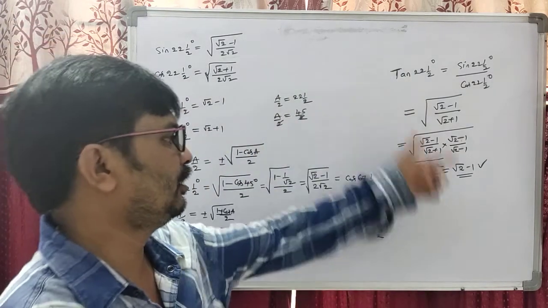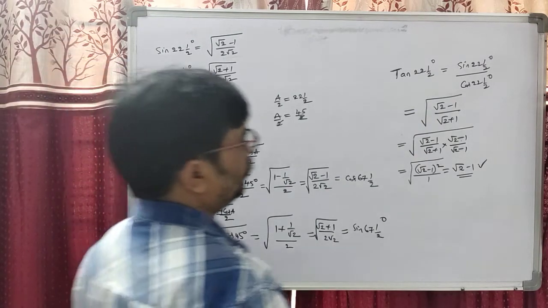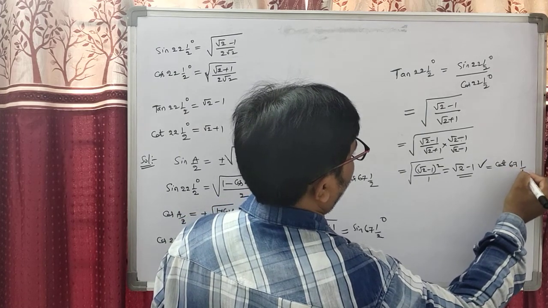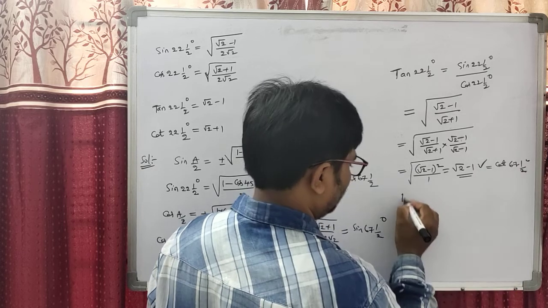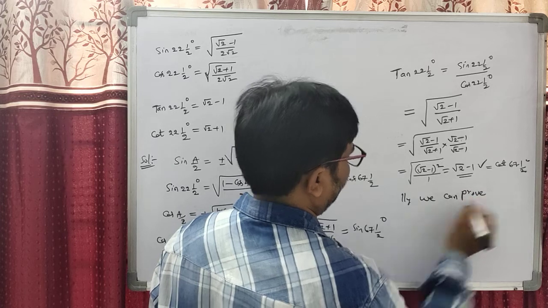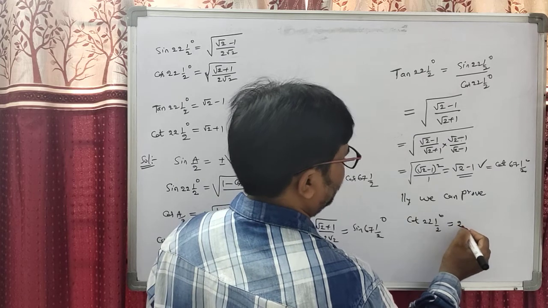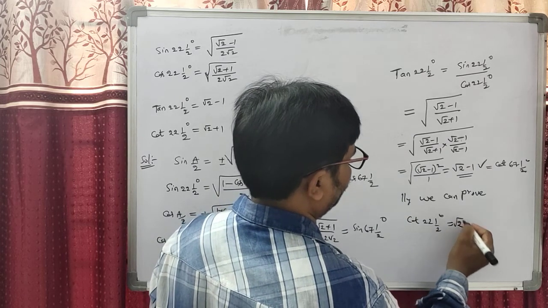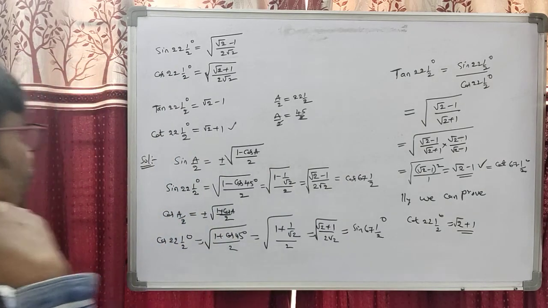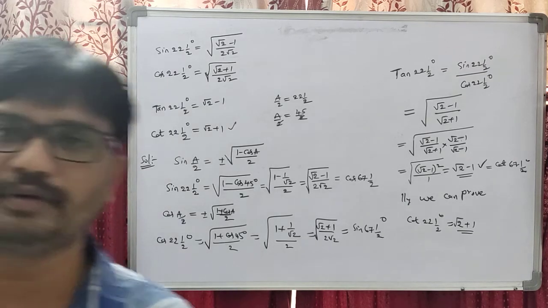The value of tan 22½° is root 2 minus 1, students. Similarly, tan 22½° is nothing but cot 67½°. Similarly, we can prove that cot 22½° equals, what is it, students? Root 2 plus 1. Okay students, these are the values of sin 22½°, cos 22½°, tan 22½° and cot 22½°.